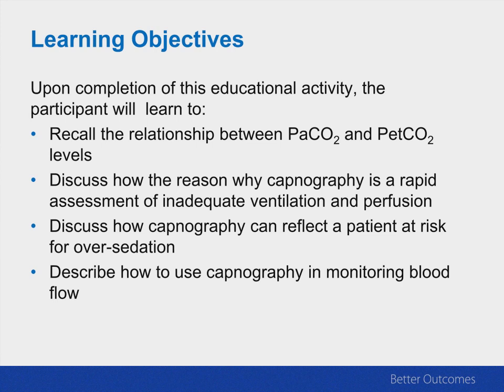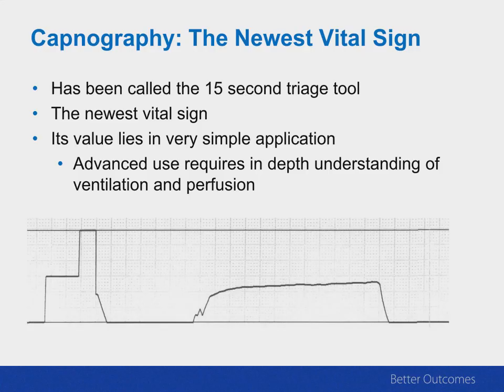But if I had to pick one monitoring tool for a patient, it would be a capnogram. And you'll see very clearly as I go through this why that's the case. We'll talk a little bit about relationships between the arterial carbon dioxide level and the end-tidal carbon dioxide level. We'll go over why capnography is a rapid assessment of inadequate ventilation and perfusion. We'll go over how capnography can identify a patient at risk for over-sedation, and we'll go over how we're going to look at capnography for blood flow monitoring.